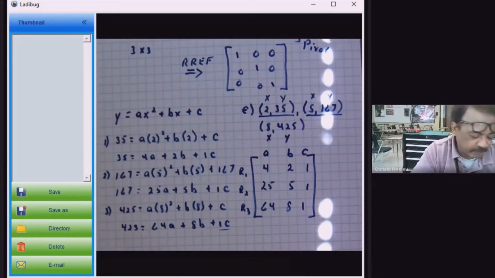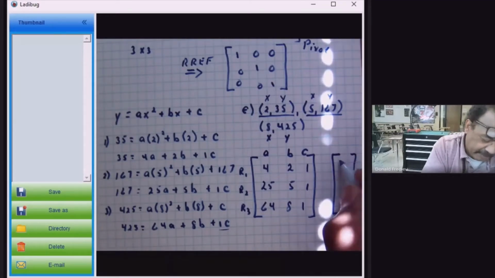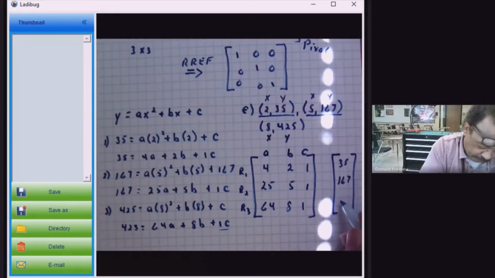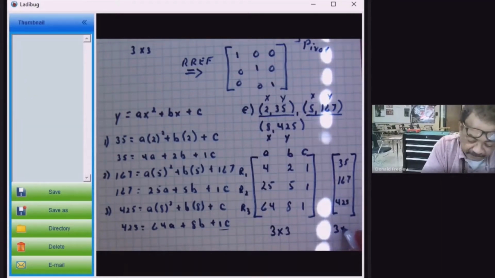Now you might ask, what do I do with these y values? Well, they're going to get their own matrix. So I'll have a 35, a 167, and a 425. Now this matrix here has 3 rows and 3 columns, so it's a 3 by 3 matrix. This one has 3 rows but only 1 column, so it's a 3 by 1 matrix.